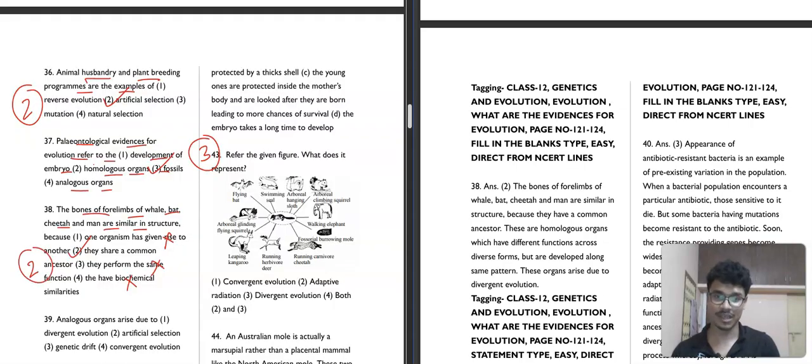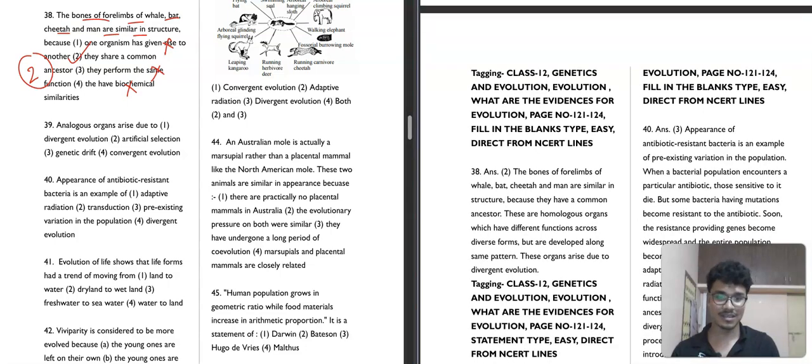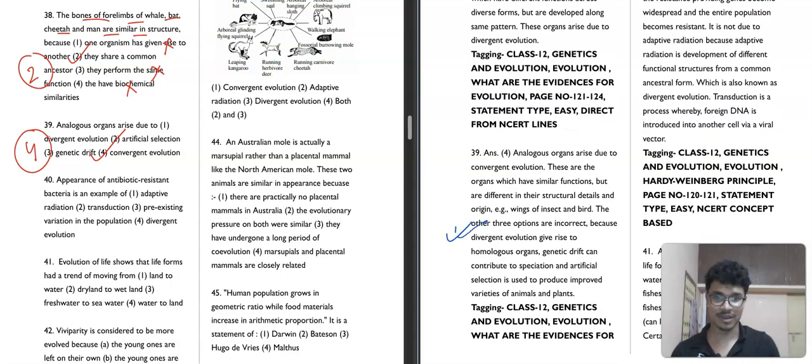Then question number 39. It is saying that analogous organs arise due to divergent evolution, artificial selection, genetic drift, or convergent evolution. So analogous organs arise due to convergent evolution, where anatomically they are different, but the functions are the same. So the fourth option will be our correct answer for this question. You can also read the explanation. It is very well written here.